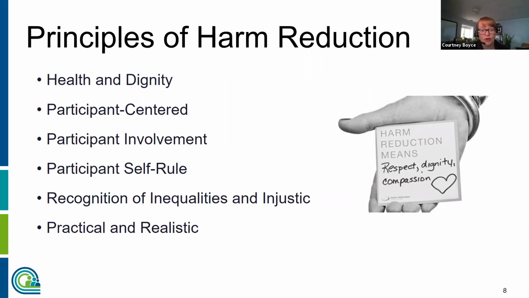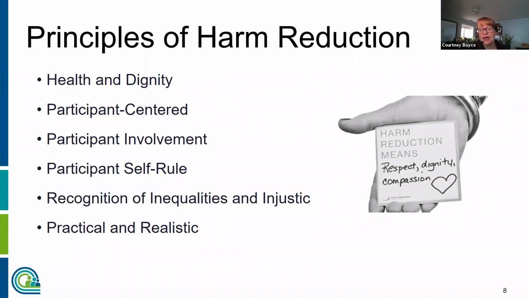And participant self-rule, it's having that autonomy for service recipients, and making sure that the solutions are based on their own personal choice, and it affirms their right to be able to utilize drugs if they choose to do so, but it's supporting them in a way that reduces the harms and helps support their larger community.